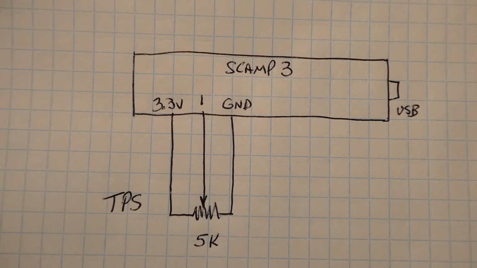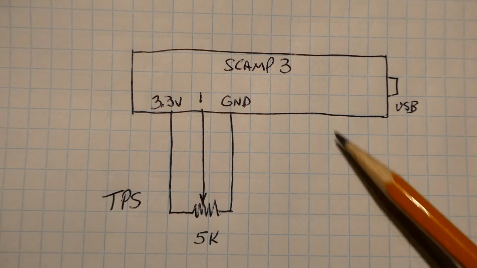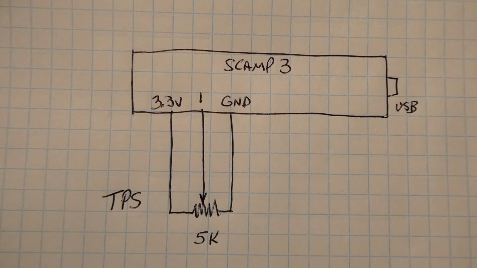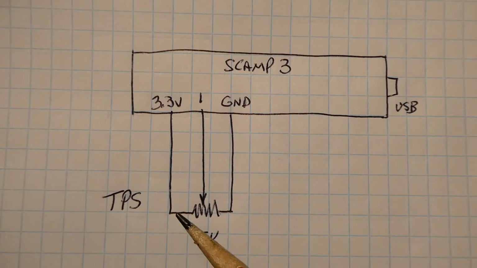Okay, here's the schematic diagram of the circuit that I built in my breadboard. It's very simple. All we need is a SCAMP3 board, microcontroller, and a throttle position sensor. So we hook up 3.3 volts across the two outer terminals.